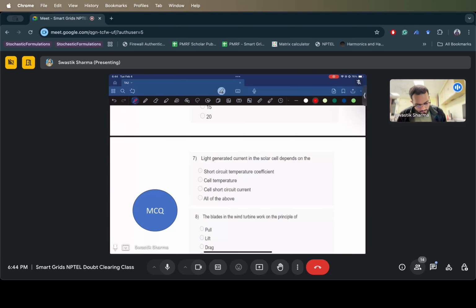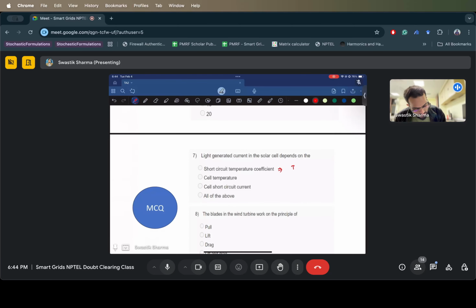So the short circuit temperature coefficient tells you the variation between short circuit current and temperature, right? If temperature is higher, your short circuit current will be more. On a sunny day and in summer months, your solar will generate more electricity than in winter months, right? Same goes with cell temperature, and same goes with cell short circuit current. If your short circuit current is more, your generated current in the solar cell will be more.